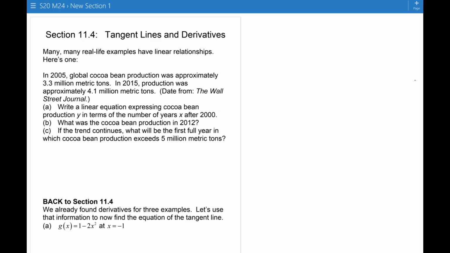And here's an example where we have a linear relationship, and we're going to practice writing the linear equation. So I'm going to organize my information because I just like to do that. So we're going to have year and production. I can see in 2005, my production was 3.3 million metric tons. And in 2015, it was 4.1 million metric tons.